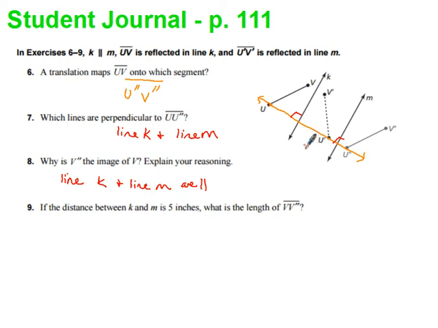So on number 9, it says that the distance between K and M, so this distance right here, is 5 inches. And now let's know, what is the length of V to V double prime? But we learned that the length from the first point to the third point, so after we've done 2 reflections, is 2 times the distance between the lines. So if the distance between the lines is 5 inches, then the overall distance from V to V double prime is 2 times 5 inches, so it is 10 inches.